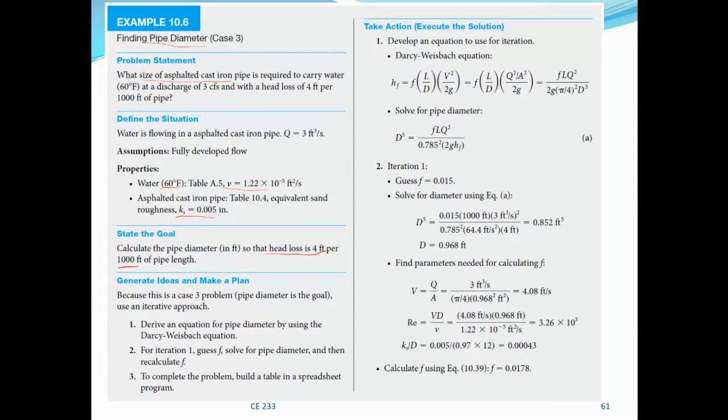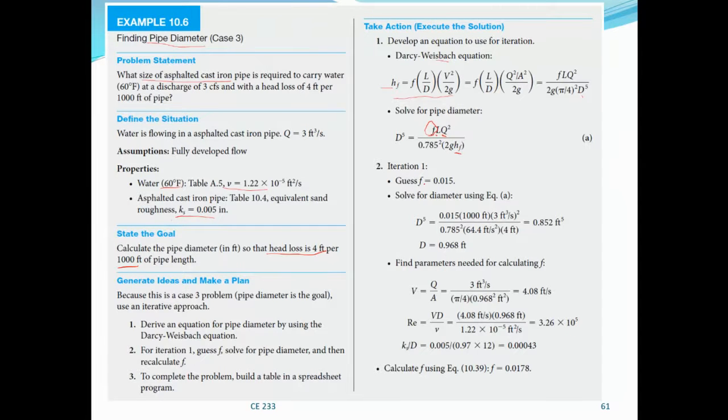Here we have to develop an equation for the iteration using the Darcy-Weisbach equation, the head loss formula. The head loss is given, but we don't have the diameter. The flow rate is provided. So here we substitute the velocity in the form Q over A, and simplify. From here we can make the diameter the subject of the formula. In this case, we have hf, we have Q, we have L. The only thing we don't have is F, the friction factor, which we can assume and start the iteration.